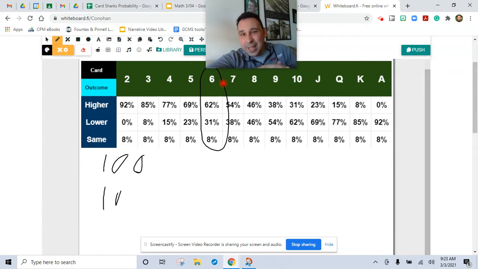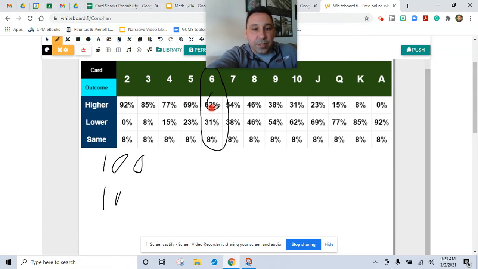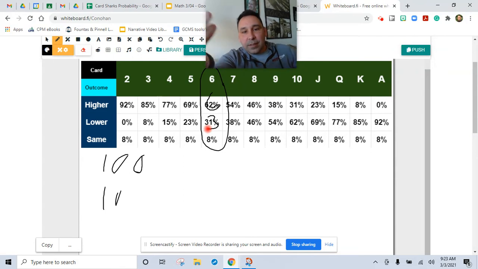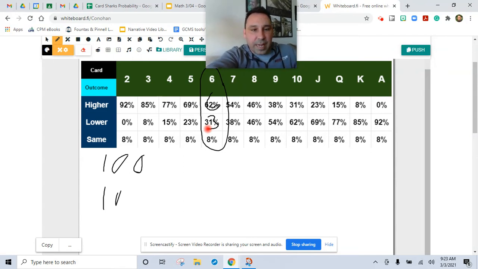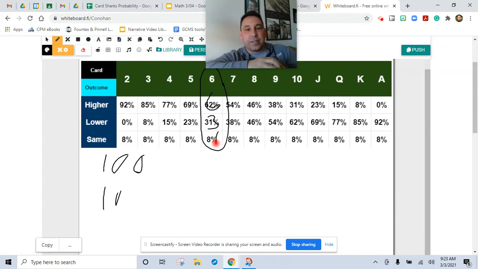Since we're only going to do 10 times, we're going to change this a little bit. Instead of 62 times that it should go higher, it's going to be closer to six. I'm just going to round down because we're only going to play 10. Three times it should be lower. And this has to add up to 10, so if we round 8% up to one whole, we should get one time that it's a six. So I'll start pulling out cards.